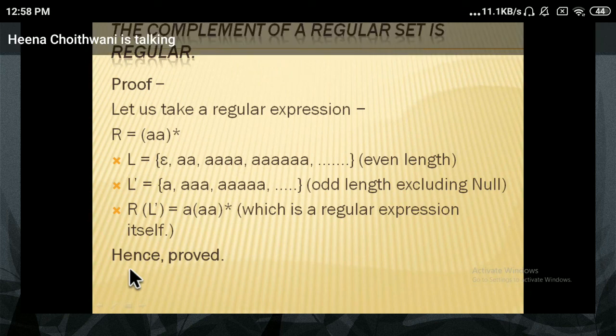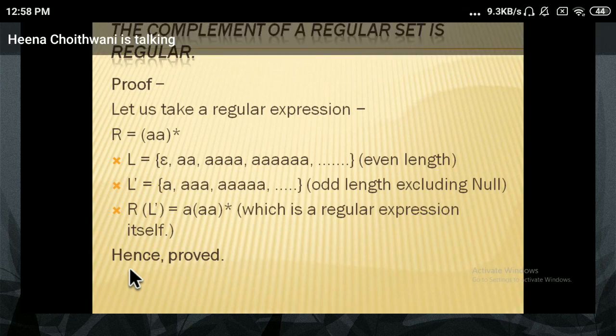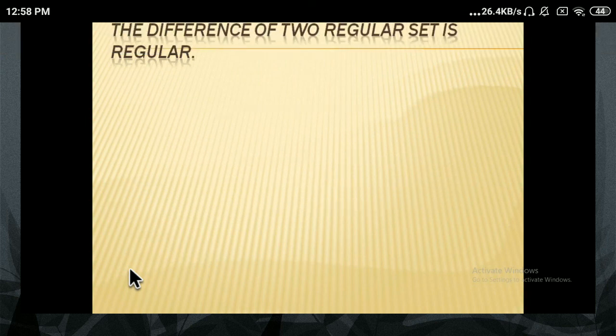Shall we move to the next property? I hope by now how to write a language into a regular expression and regular expression into a language is clear to you people, right? I'm using all the rules: concatenation, union, star. Please take the next property.